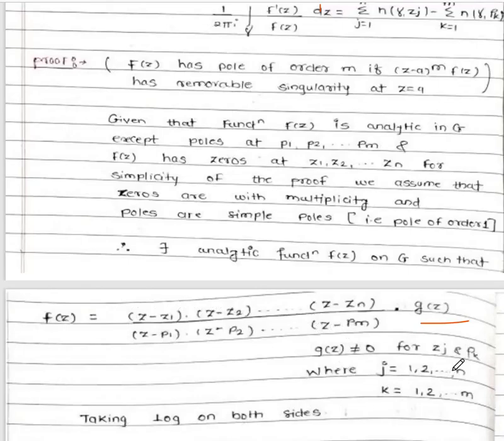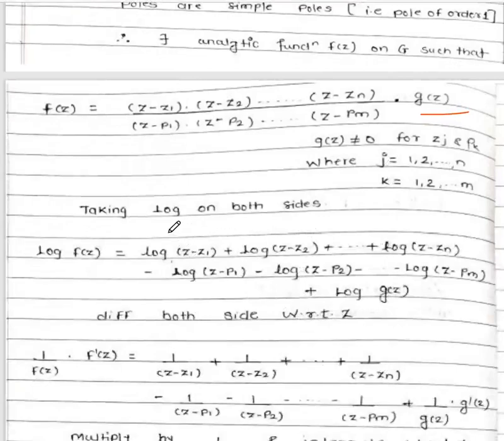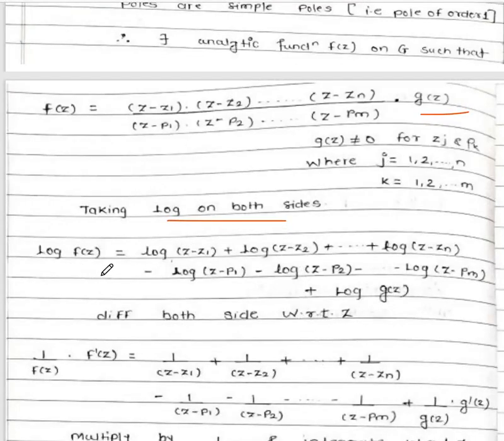Now we will take the log on both sides. Taking log on both sides, we get log f of z. Here we apply the formula log of a by b equals log a minus log b. So that is log of z minus z1 plus log of z minus z2 plus log of z minus zn in the first bracket. In the second bracket, minus log of z minus p1 minus log of z minus p2 and so on up to log of z minus pm, plus log g of z, by using the logarithmic property.